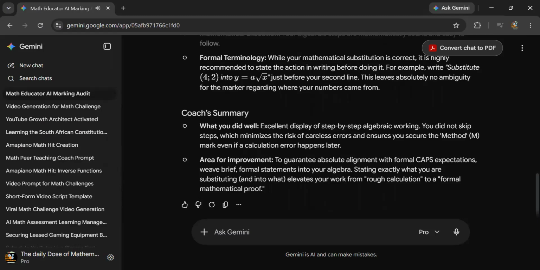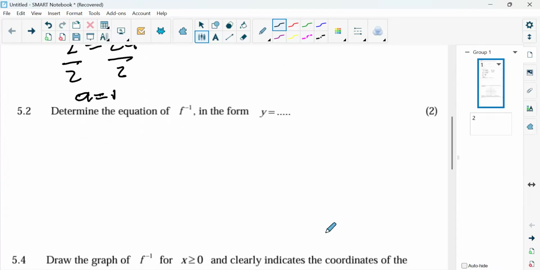Okay, we are going on to 5.2, no? Yes. Okay, what is 5.2? So now 5.2 says we should determine the equation of f inverse in the form of y. Okay, this is very important, guys. We are supposed to determine the inverse of this function. And then remember, the original function had a restriction that they gave us. It means that we are also supposed to restrict our inverse. Now, let's start with the original one that we have.